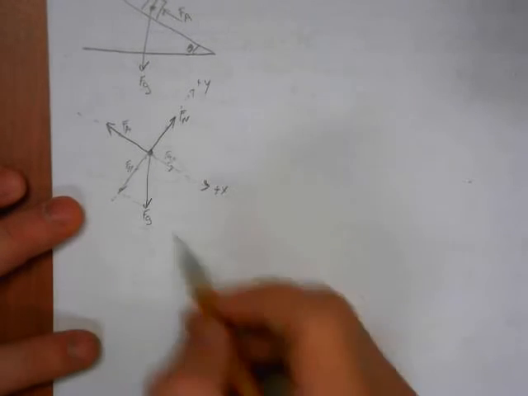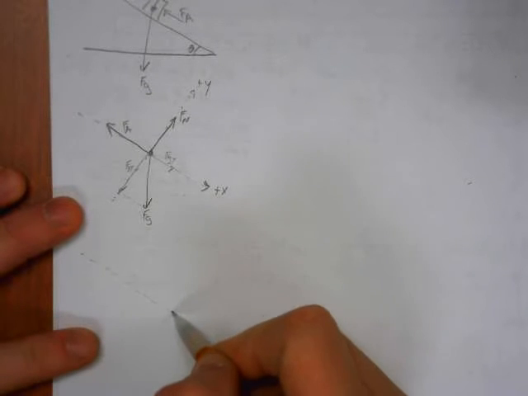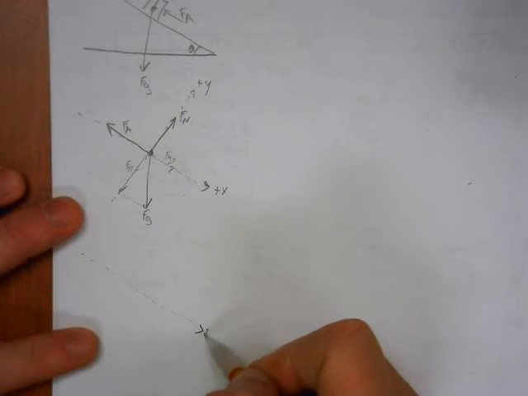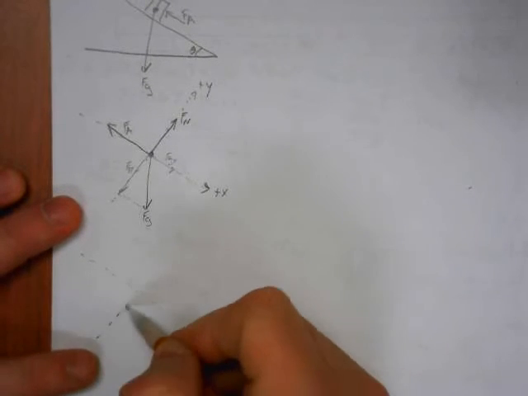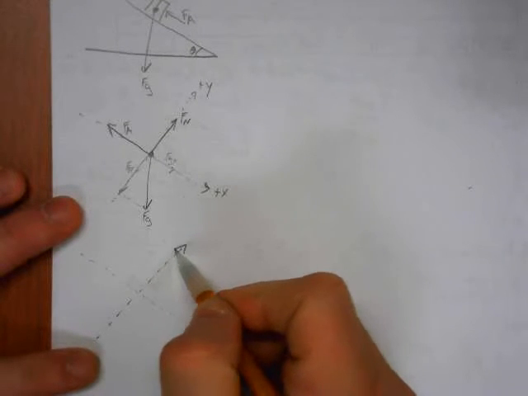So I'm going to draw another free body diagram in which I just have the parallel and perpendicular components that are along the axis lines.